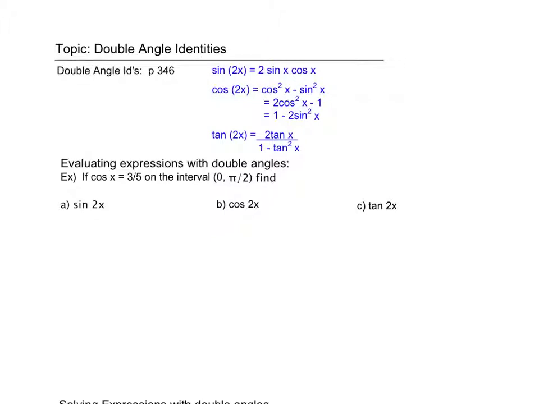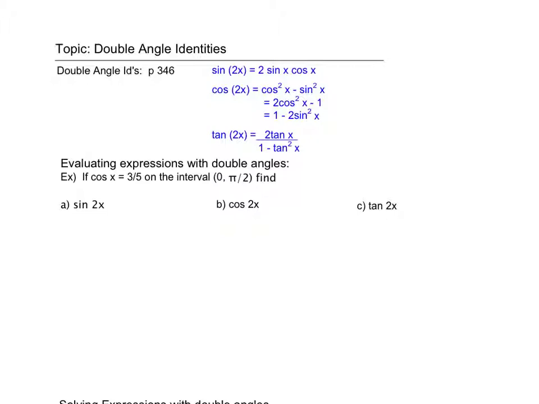Notice that with cosine, we have a couple different ways we can rewrite it. All we're doing to get this is we're substituting cosine squared with 1 minus sine squared and sine squared with 1 minus cosine squared. So just doing a little bit of manipulating with that Pythagorean identity. That's why there's so many with the cosines.